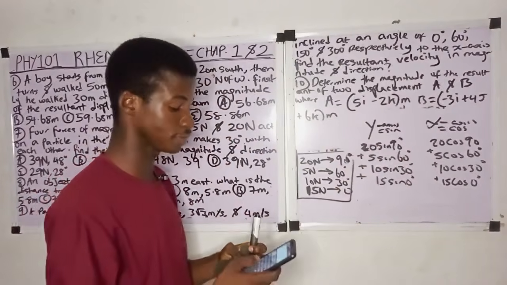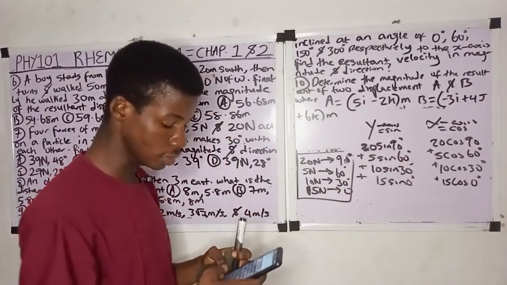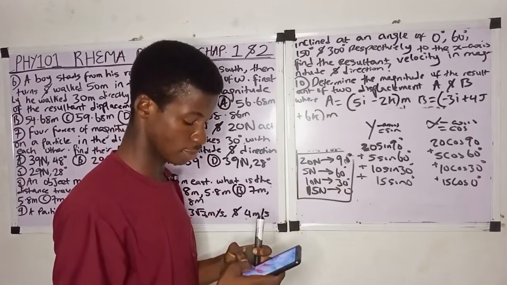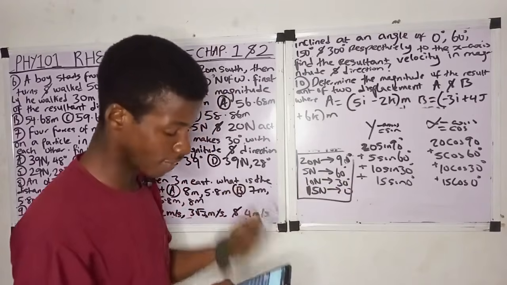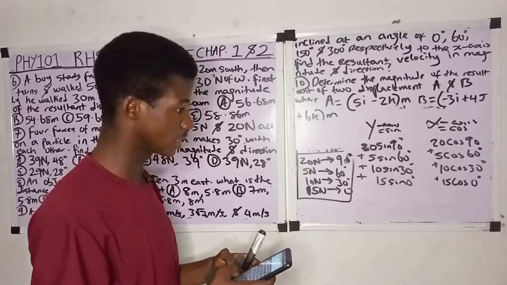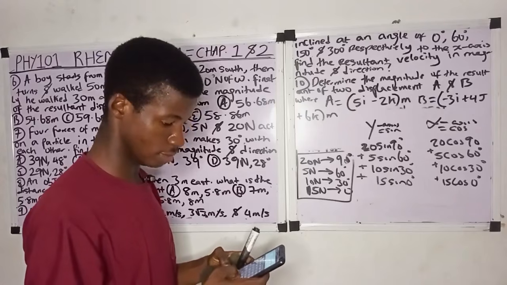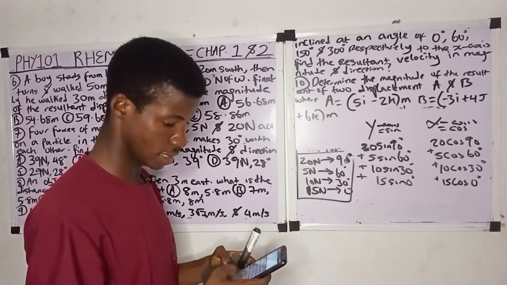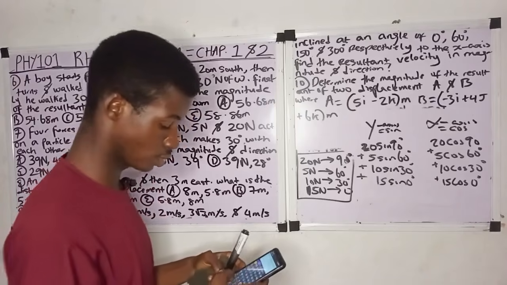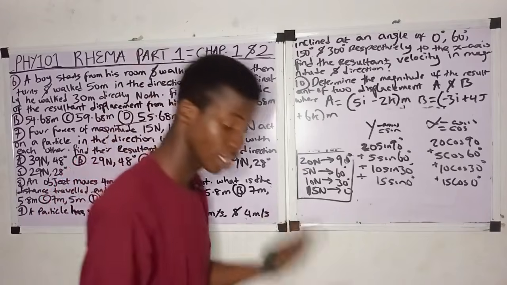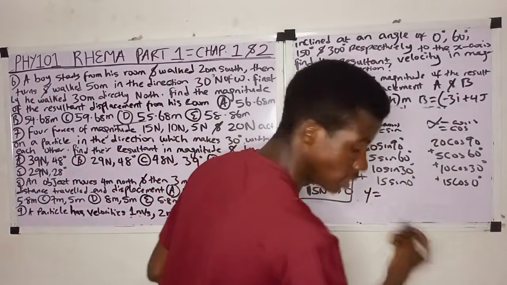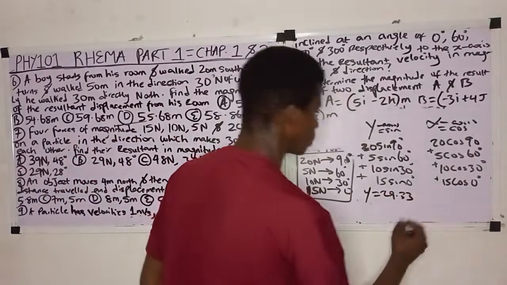So it will be 20 sine 90 plus 5 sine 60. Plus 5 sine 60. Then plus 10 sine 30. Plus 10 sine 30. Then plus 15 sine 0. So everything here, our y is what? Our y is 29.33. What about our x?